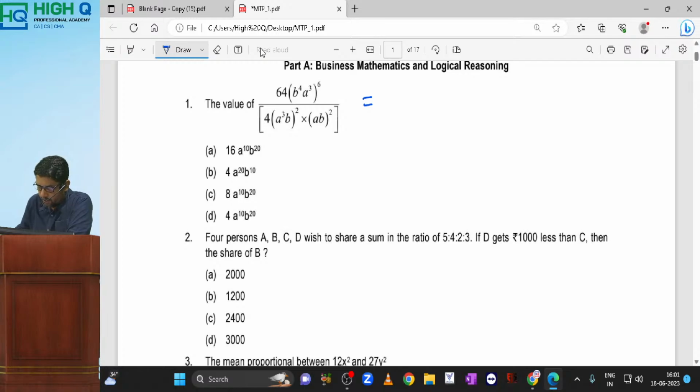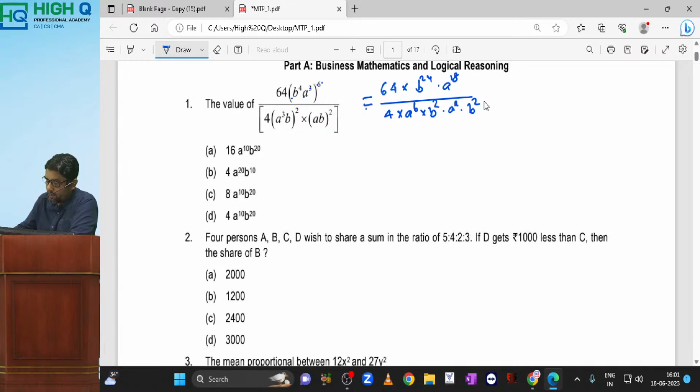64 b power 4 into a cube whole power 6 divided by 4 into a cube into b whole square into ab whole square. Of course, you keep that 64 as it is, and b power 4 whole power 6 is b power 24, a cube whole power 6 is a power 18, divided by 4 into a power 6 into b square into a square into b square. I request all to solve with me, my dear. Please solve with me.